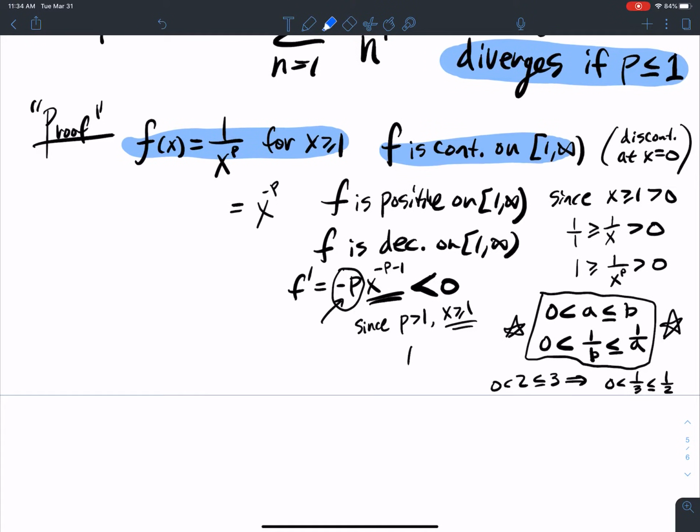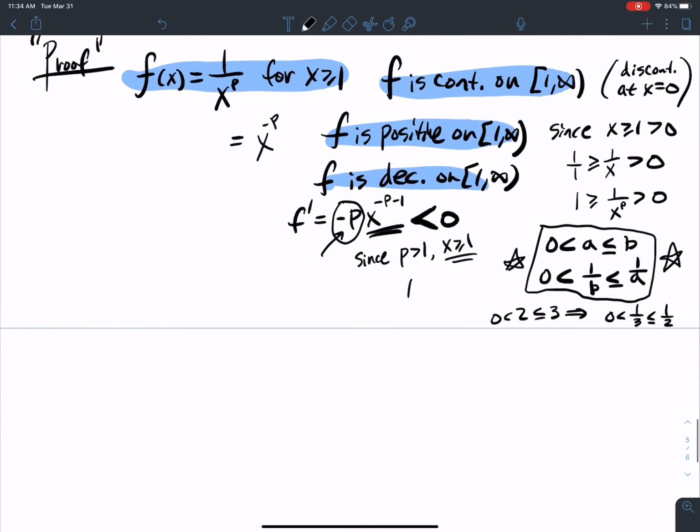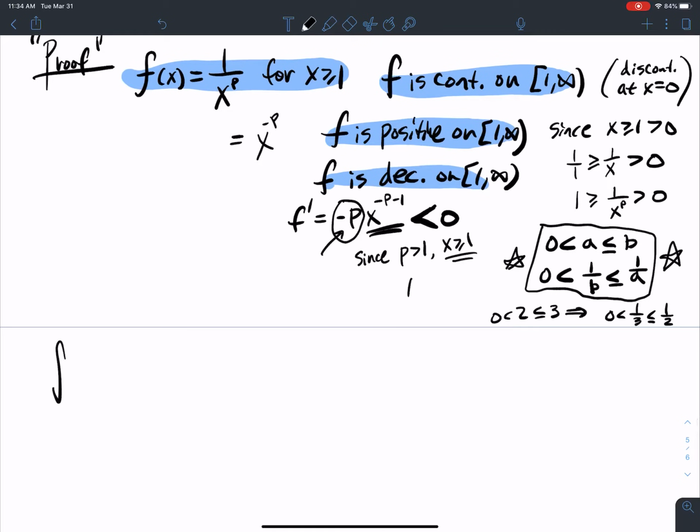So now we've shown a function. We've got it's continuous, positive, decreasing. We're ready to use the integral test. Okay? How's the integral test work? It's the integral from 1 to infinity, 1 over x to the p dx. Okay? When I integrate this, I get x to the 1 minus p over 1 minus p, integral from 1 to infinity.